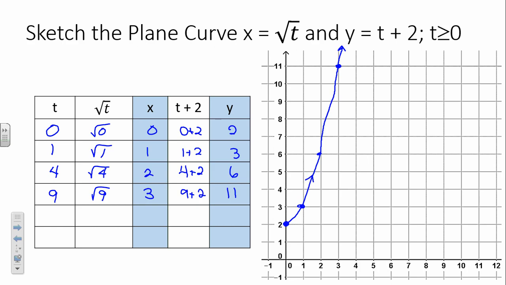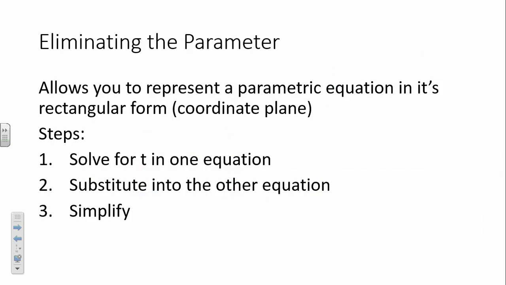So now we want to switch gears a little bit and say, hey, what happens if we want to make this into an equation that doesn't deal with t's, x's, and y's, and is only working with x's and y's? So we want to put it in the rectangular coordinate system. So you solve one of your equations for t, and then you substitute it into the other one, and you simplify. That's the easiest way to make that happen.